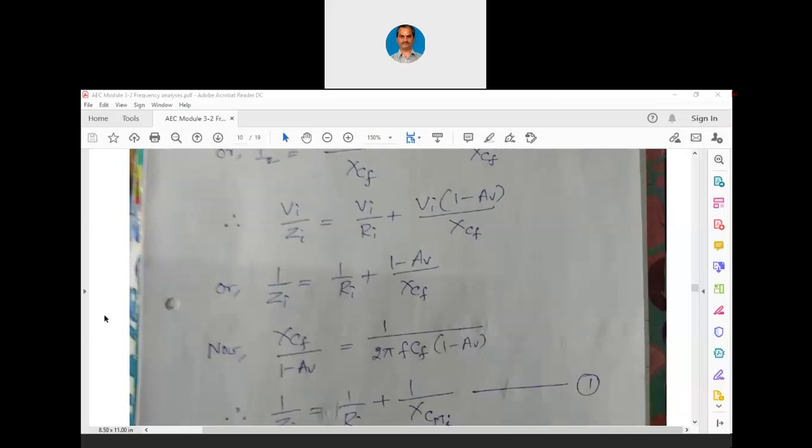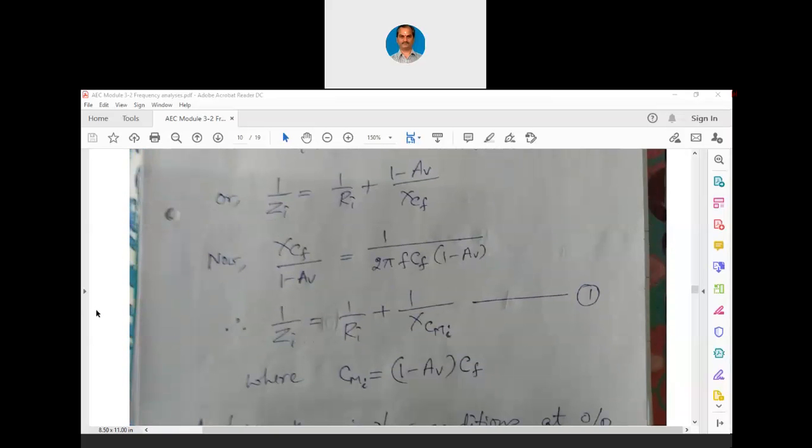Now, let us take only this particular term 1 minus AV by XCF. Let us write it as XCF divided by 1 minus AV, just for our convenience. Now, this XCF we know it is 1 over 2 pi f into CF, right? XC is 1 over 2 pi FC, that is the reactance. So, XCF by 1 minus AV is 1 by 2 pi f into CF into 1 minus AV. So now, using this particular expression in the above equation, we can write 1 by Zi equals 1 by Ri plus 1 by X into CMI.